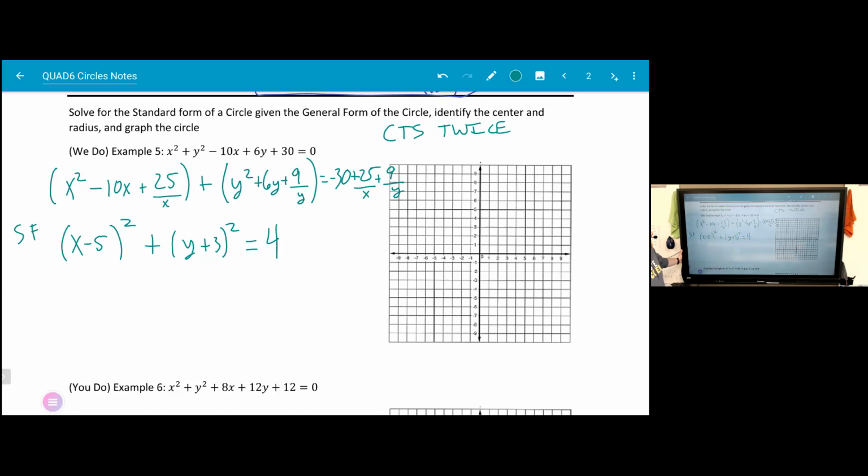Now I need to find the center and the radius. My center is x minus h squared. Think of it like this. We're going to take x minus whatever value is in there. Or if you want to do it this way, the opposite of it. If you see x minus 5, then the h value is 5. In this one, y plus 3, it's like y minus negative 3. My k value is negative 3. That is my center, at 5, negative 3.